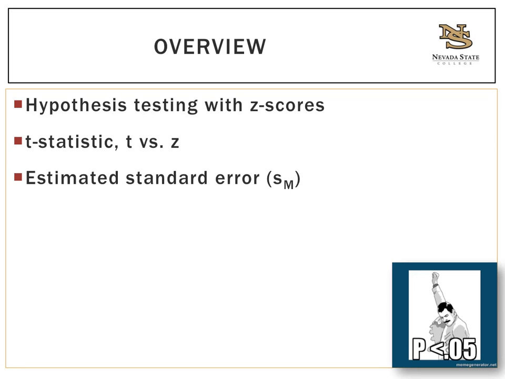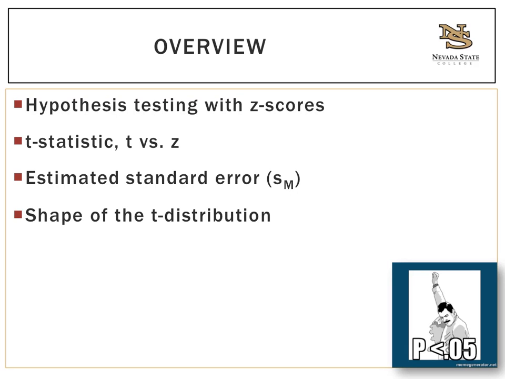In order to use T, we have to calculate something called the estimated standard error. Okay, so we've already covered what standard error is, which is the average distance you would expect between a mean of a sample and a population mean. And in this case, we're going to estimate that standard error instead of calculating it outright.